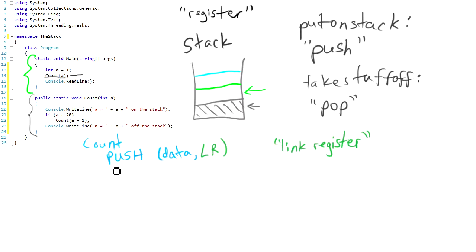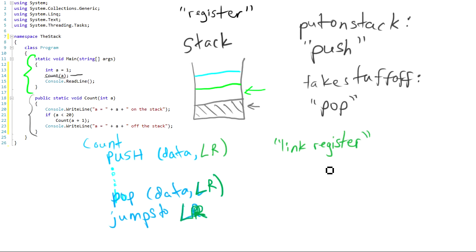And so what it does is it pushes, and then it does all its code, and then it pops that data, and the link register, and then it jumps to the link register. Now, what does the link register hold?